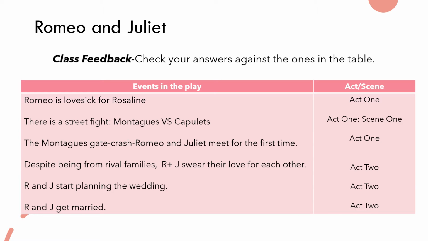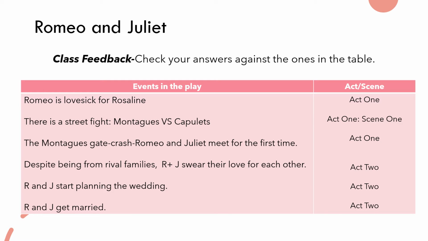So the first one, Romeo is lovesick for Rosaline. That's in Act 1. The second one, there is a street fight, the Montagues versus the Capulets. That's in Act 1, Scene 1. The third one, the Montagues gate crash the Capulets' party. Romeo and Juliet meet for the first time, and again that's in Act 1. The next one, despite being from rival families, Romeo and Juliet swear their love for each other. That's in Act 2. Romeo and Juliet start planning their wedding. Again, that's in Act 2. And the final one, Romeo and Juliet get married, which is the final thing we're thinking about at the moment for Act 2.